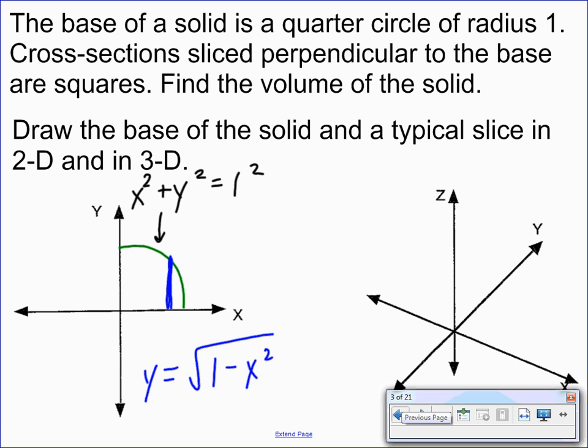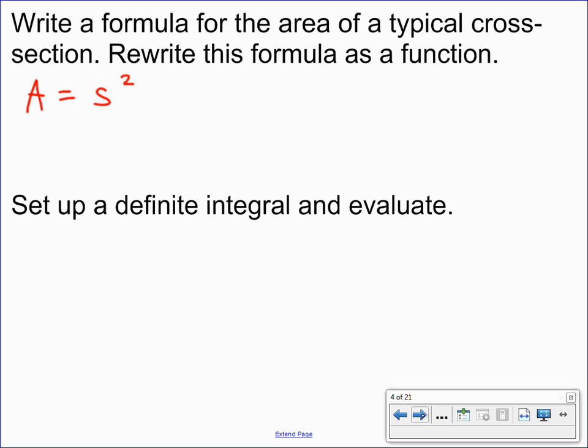I'm going to do it one more time here. Perfect. So there's my side length. There's my side length S in my formula. So we'll go ahead and rewrite that then as a formula.